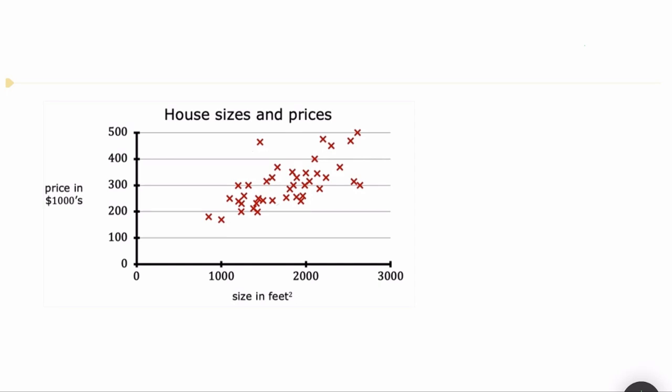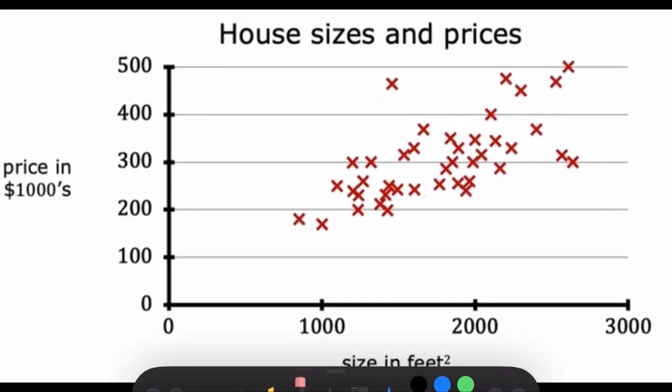Hi guys, so in today's video I'd like to explain to you a little more about what regression is, specifically linear regression. So you can see here that we have a graph, and on the x-axis the size of these homes in feet squared is represented, and on the y-axis the price of these homes in thousands of dollars is represented.